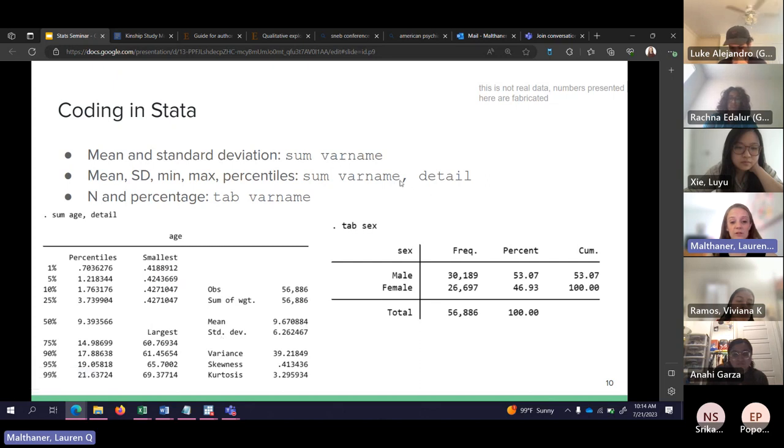But there's the option to also include sum, age, comma, detail to be able to get all of these percentiles, the variance, skewness, and kurtosis if you're looking at normality and other things, just to get a little bit more information on that continuous variable. If you're looking at categorical variables, we use the tab command, short for tabulate, and just insert the variable name that you're looking at. So here we're looking at sex, tab sex, and we get the frequencies and the percentages, which is what we want to report, as well as the cumulative percentages here.